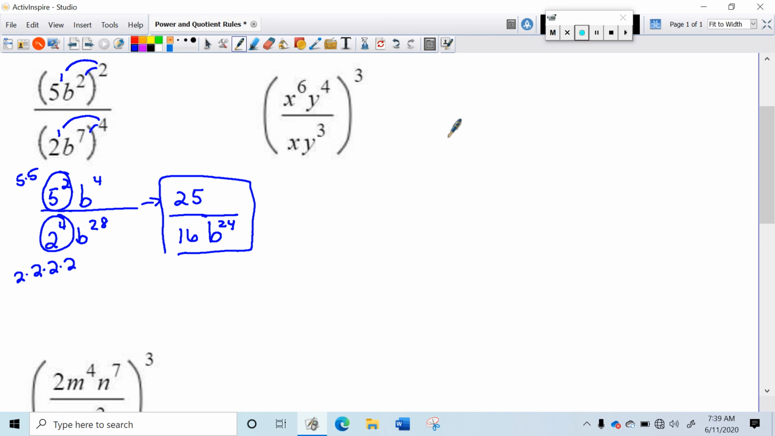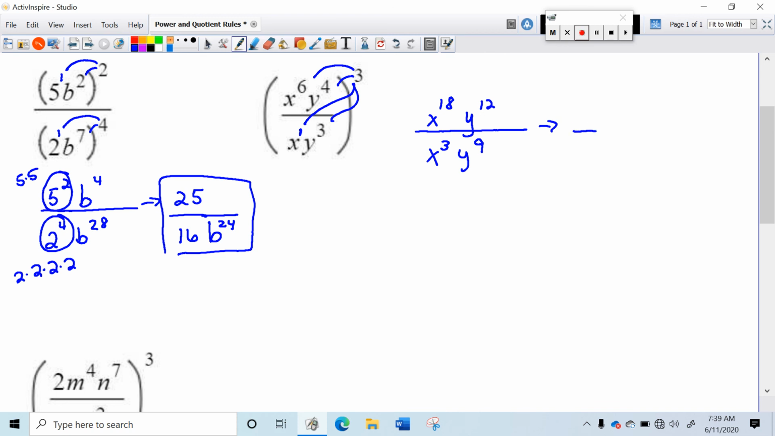Okay, so on the next one, for my x, I'm going to multiply the exponents because 1's outside of the parentheses. 3 times 6 is 18. For the y, 3 times 4 is 12. The x in the denominator has a 1 as an exponent, so 3 times 1 is 3. For the y, 3 times 3 is 9.